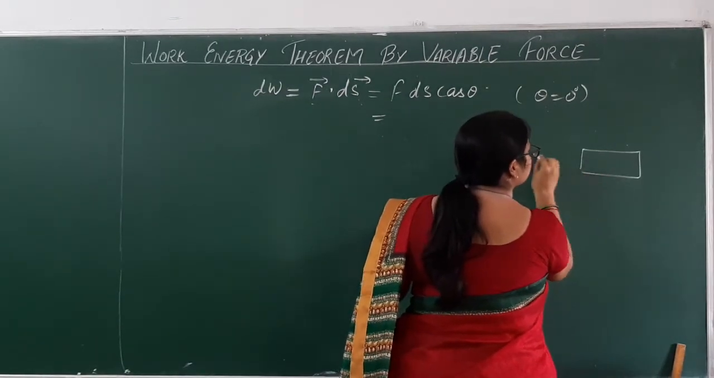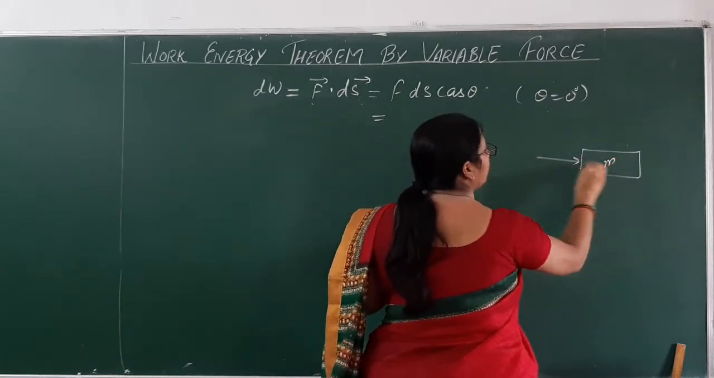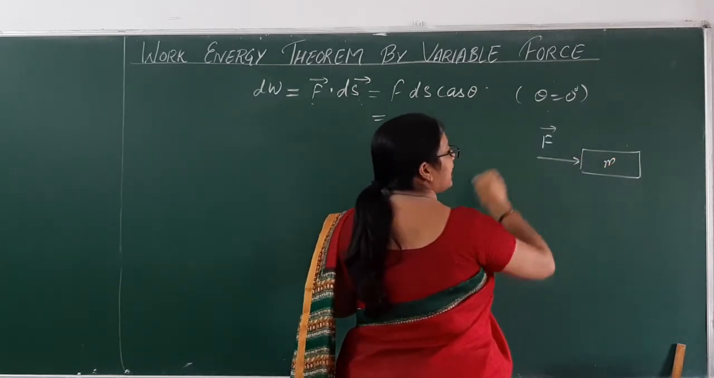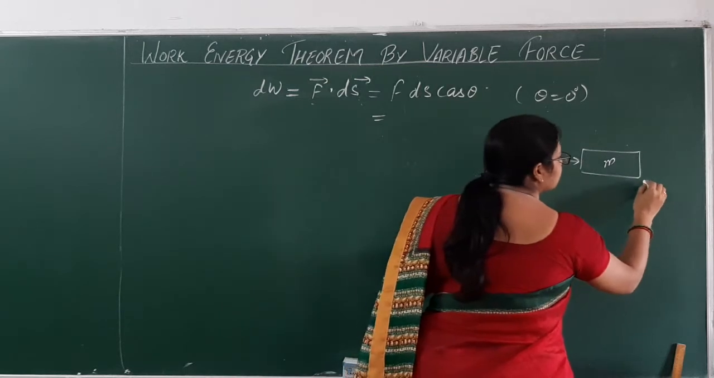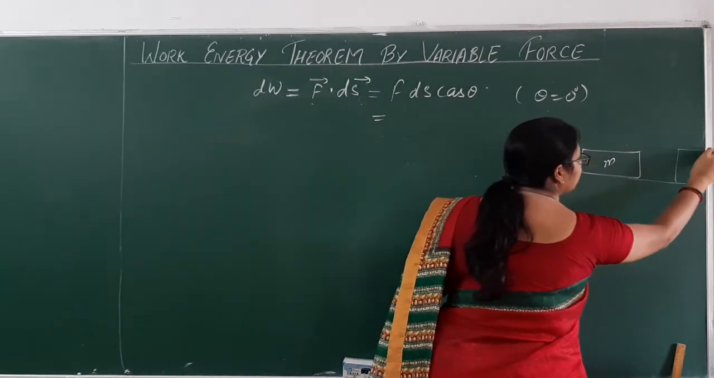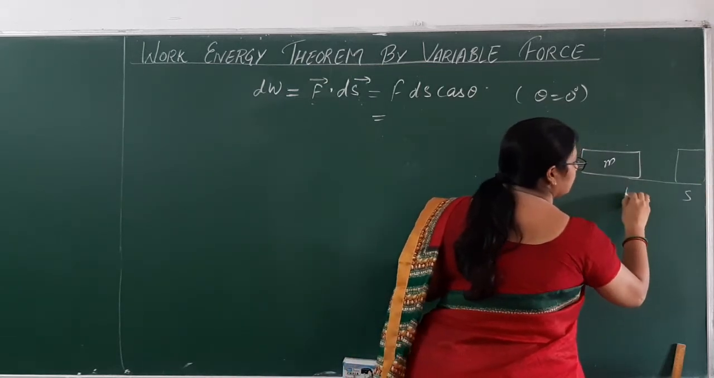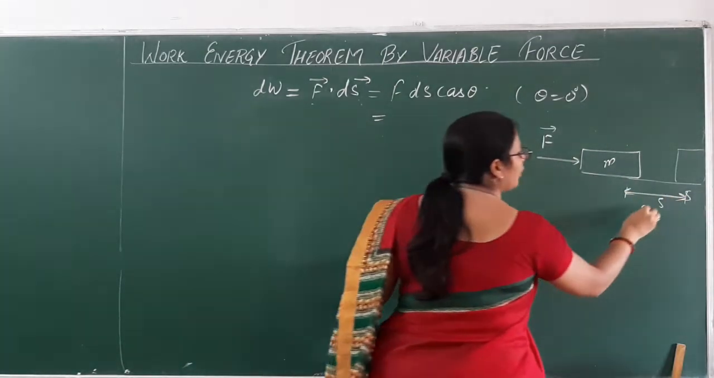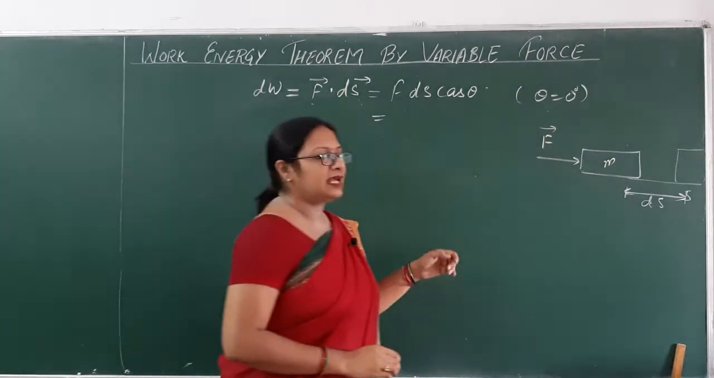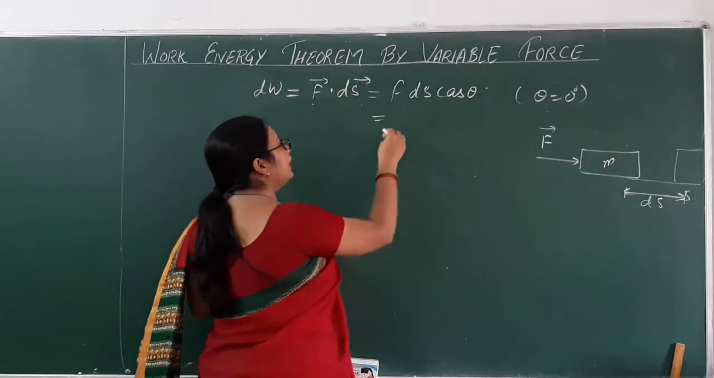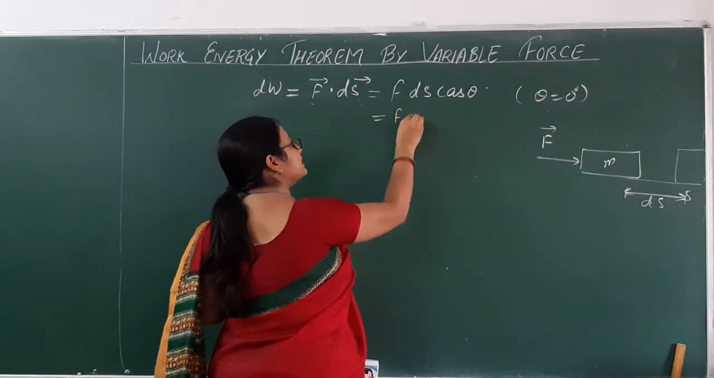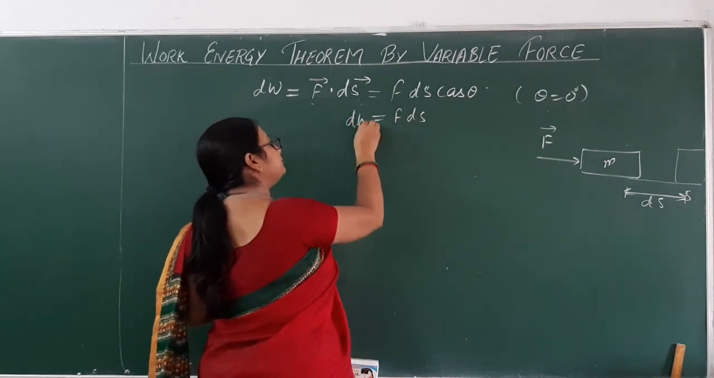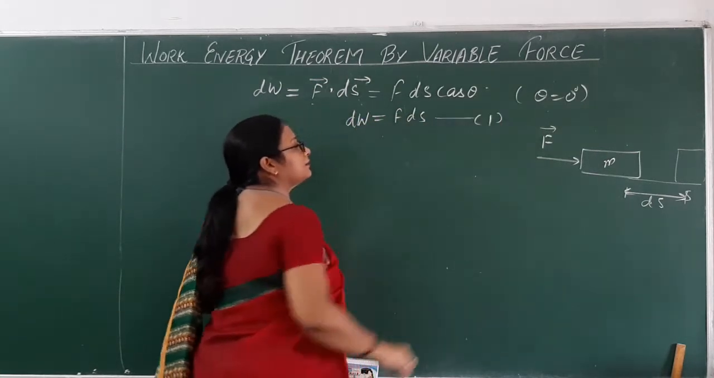Suppose this is a body of mass m and a variable force is acting on it, and the displacement of this body will be like this. Okay children, so for a small distance it will be ds. Now the small work done will be dW, which is equal to F ds. This is equation number 1.